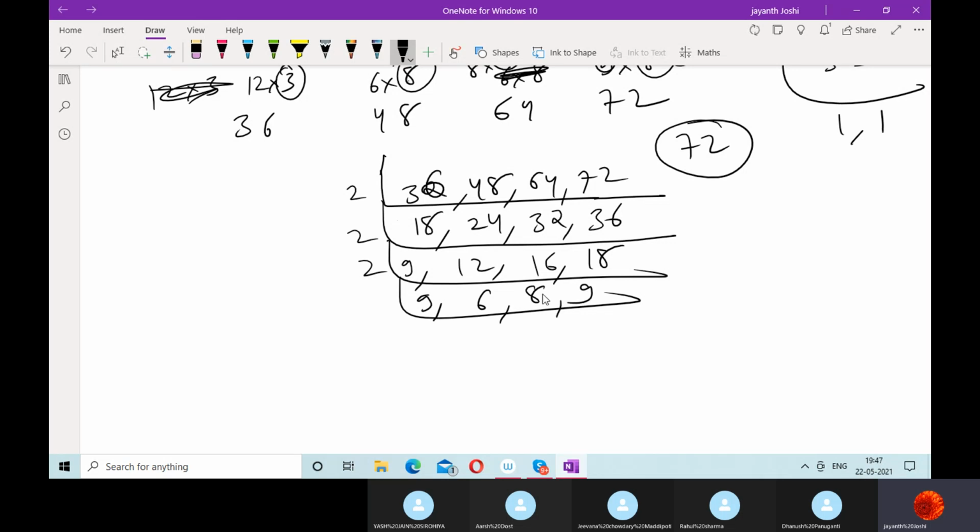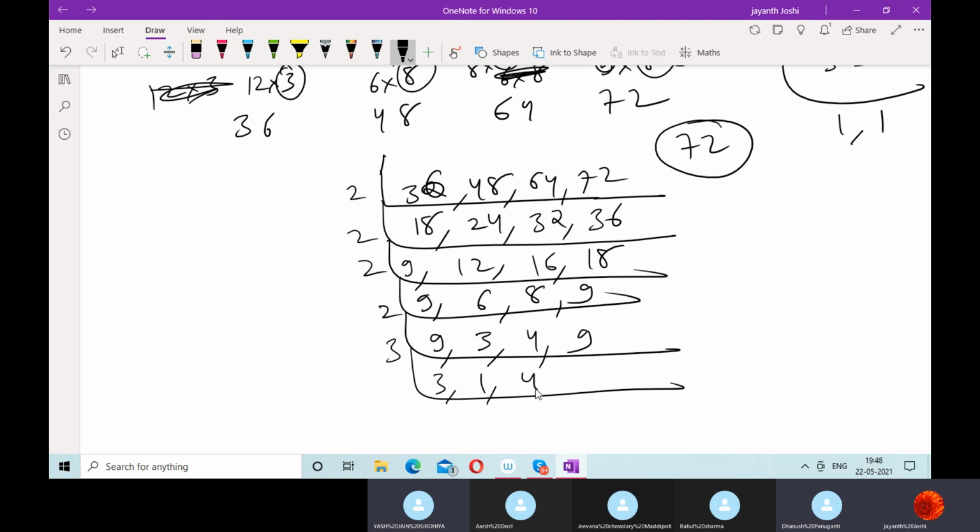8 twos are 16, 9 twos are 18. Then again 2. So 9, then 3, then 3, 4, then 4, 9. Again I can take 3. So 3, 3, 1, 4, 3. 4, so here again there is nothing. I can take 3 again. 3, so 1, 1, 1, 4, 1. Okay. 4, so now you multiply everything.